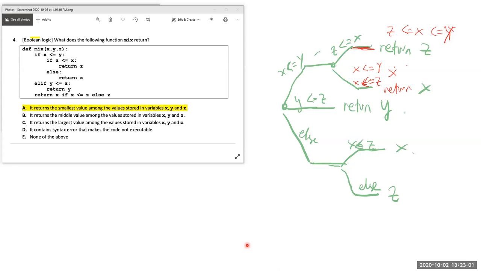And then in this case, y is smaller than z, but we also know that it does not go into the first one, it goes into the second one. It must have known that y is not greater than x. Y is actually smaller than x. So since y got rejected from the first flow, and it is also stated that y is less than z, then it will return y.